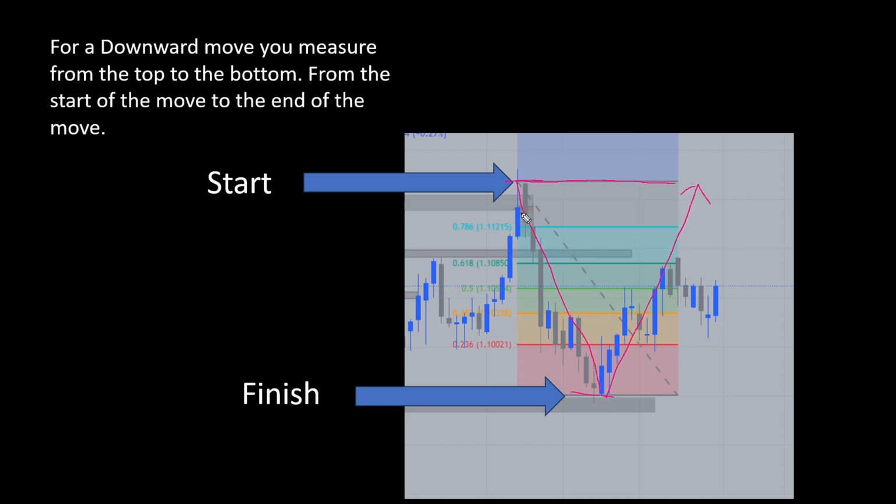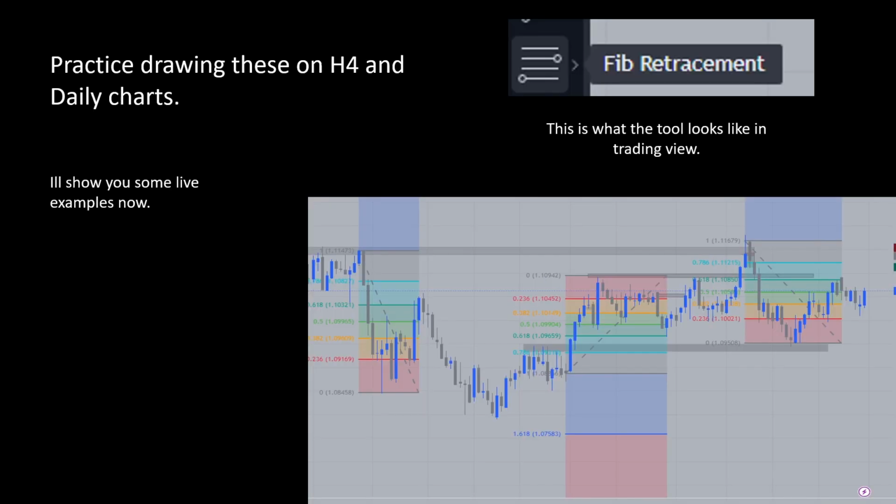As you can see, it did retrace, but it only retraced 61.8% of this move. So you can use the Fib tool to measure pullbacks after a strong move. I recommend practice drawing these on the H4 and daily charts. So these are obviously higher time frames, but it'll show you how they sort of move. So this is what the tool looks like in TradingView.